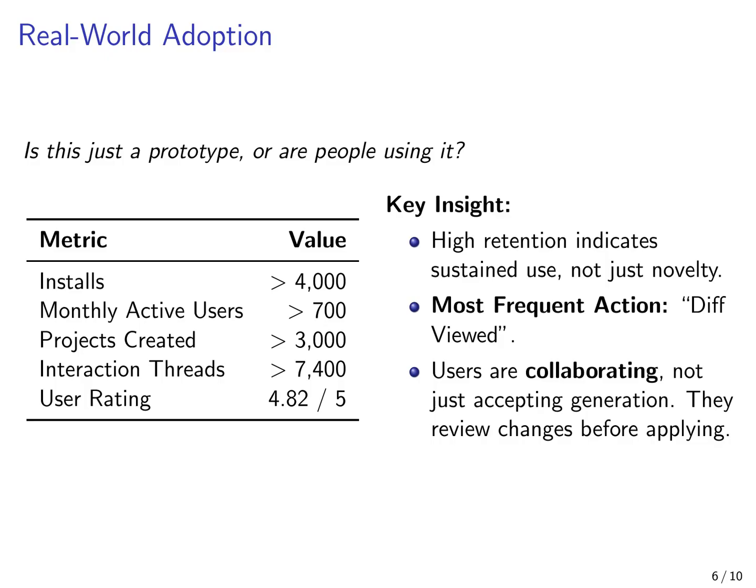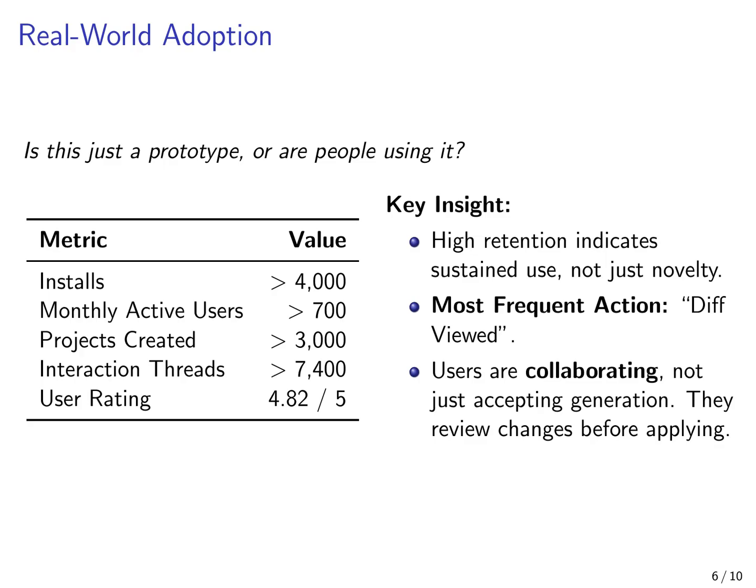Now, this chart, I think, is one of the most revealing pieces of data in the whole paper. Look at the most frequent action. It's not generate text, it's diff viewed. That tells us people are using this as a collaborator. They're asking for suggestions, carefully reviewing the changes as a diff, and then deciding whether to accept them. This is an iterative, human-in-the-loop process, not just blind acceptance.